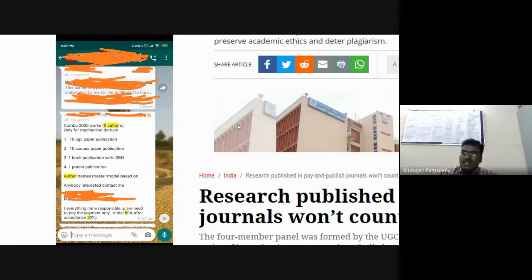So like that, I can bring more incidents and more stories throughout this session, because you know where we are lacking. Again, management, university vice chancellors, or some of the top-level university authorities should take initiatives in creating awareness among their own people about what is reputed publication, what is pay-and-publish journal publication, what is predatory journal publication, and so on.